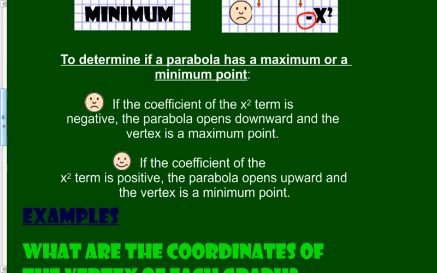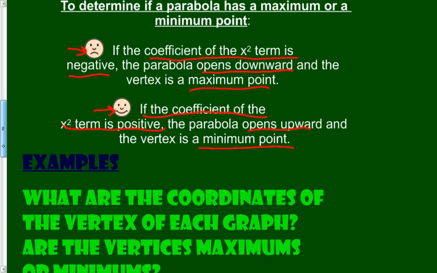So in other words, to determine if a parabola has a maximum or minimum, if the coefficient of the x squared term is negative, then it has a maximum point because the parabola opens downward. There's my sad face. It looks like an upside down parabola. That means it has a negative coefficient. If the coefficient of the x squared term is positive, the parabola opens upward and has a minimum point. There's my little example with the face there.